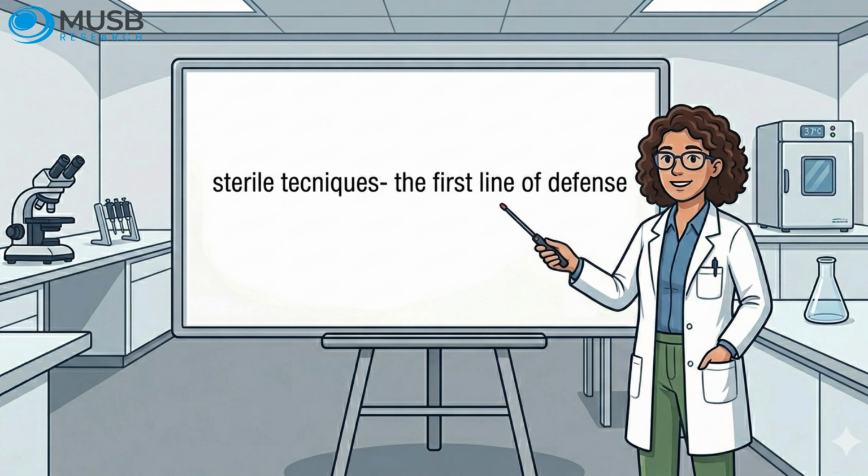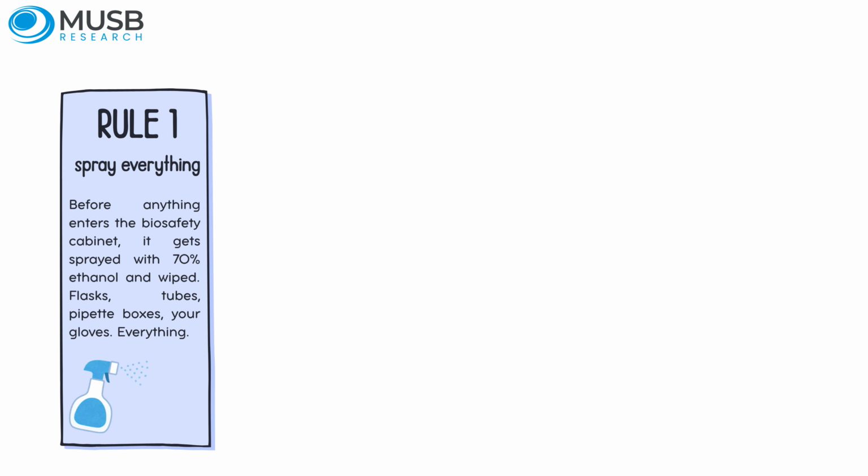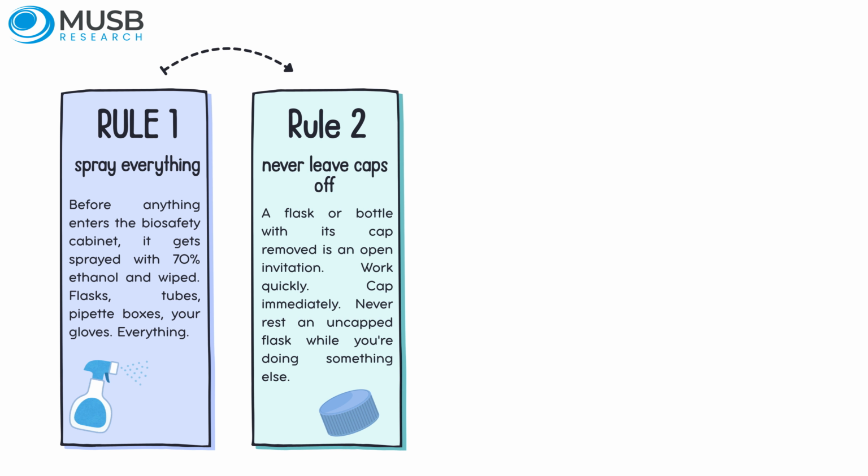Now let's talk about sterile technique, the first line of defense. Rule 1. Spray everything. Before anything enters the biosafety cabinet, it gets sprayed with 70% ethanol and wiped. Flasks, tubes, pipette boxes, your gloves. Everything. Rule 2. Never leave caps off. A flask or bottle with its cap removed is an open invitation. Work quickly. Cap immediately. Never rest an uncapped flask while you're doing something else.